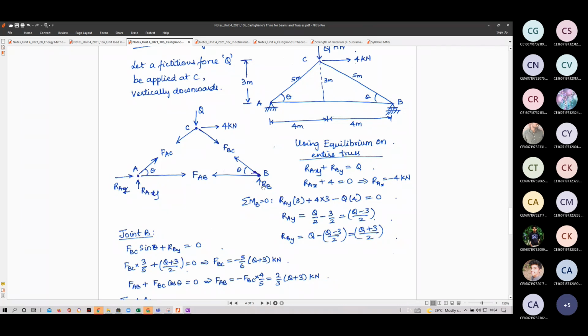Next, I want to find RB or RA. If I take moment about B, then RAY times this distance 8, so RAY times 8 plus, due to RAX, the moment will be 0 because RAX passes through the point B. The line of action passes through the point B, so there will be no moment. Whereas for Q, let me try to copy this.